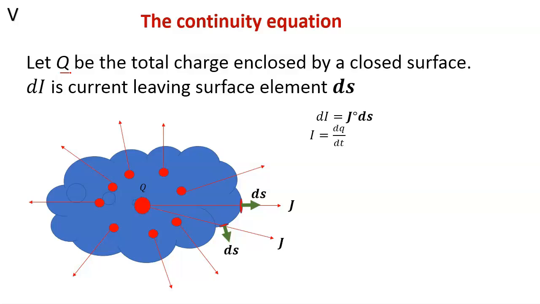Now we presume that these charges shoot out from this region and travel outside, crossing the surface which we have considered here. Now these charges are moving. As the charges are moving out, we have current flowing in that particular direction.